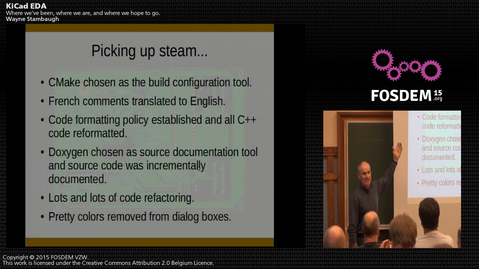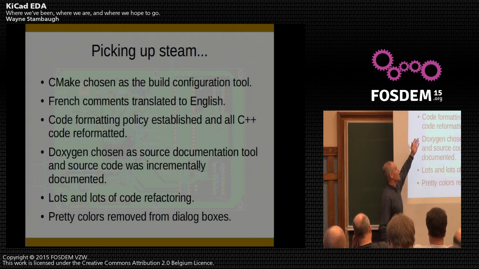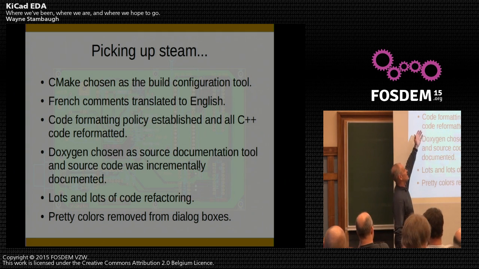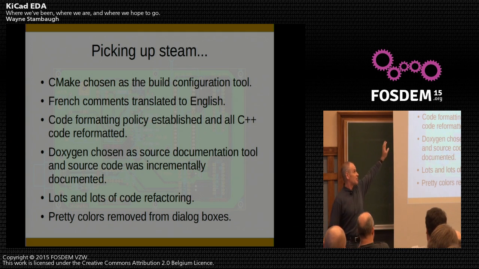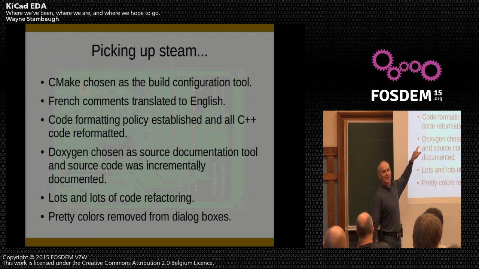Because JP's English isn't real good, a lot of the comments in the source code and even some of the source code itself was in French. So I'm like, I can't work on this because I can't even read it. So one of the first things I did on the project was translate all the documentation, and it was a lot, using Google Translate to English.